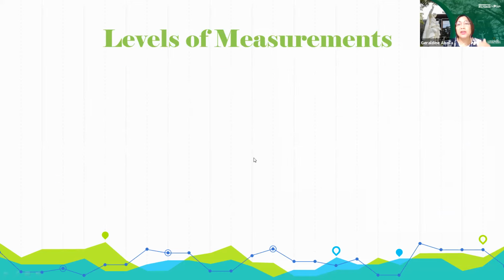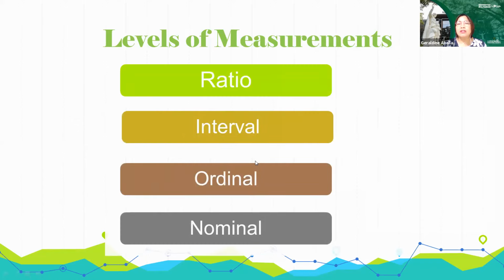Next. Now we go to, so one of you answered, no? So when I asked you the types of variables, one of you answered nominal. So you answered nominal. There are 4 levels of measurements, and this is one of the important statistical concepts.